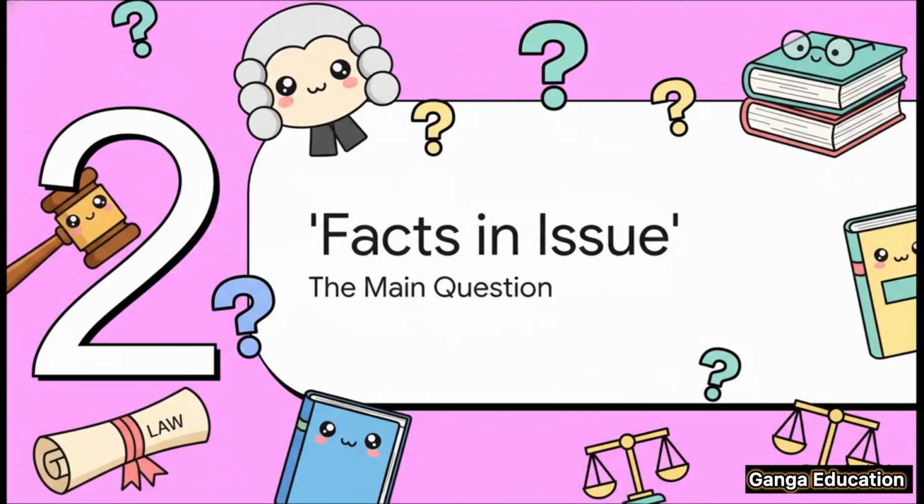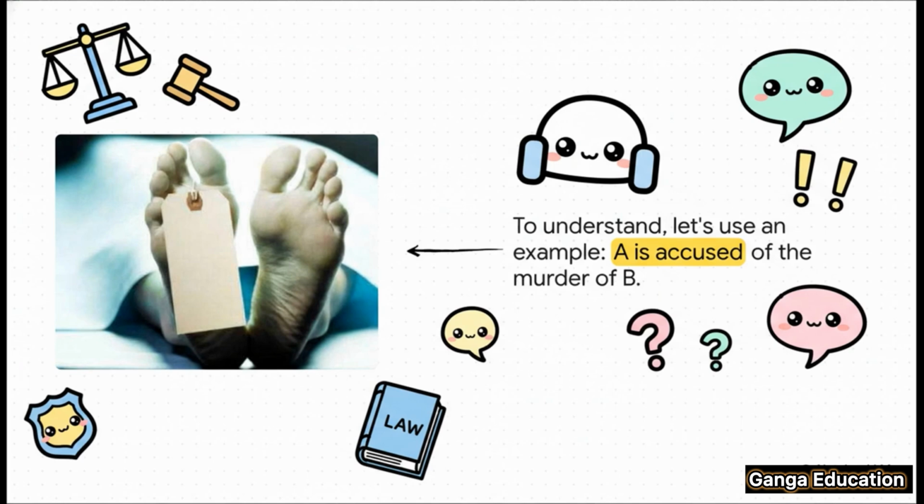All right, so we've nailed down what a fact is. But come on, in a big court case, not every little fact matters, right? So which ones are the important ones? That's where we get to our next big idea from Section G of the Act, facts in issue. And to really get our heads around this, let's take a look at a pretty serious example, pulled straight from the law books. Picture this.